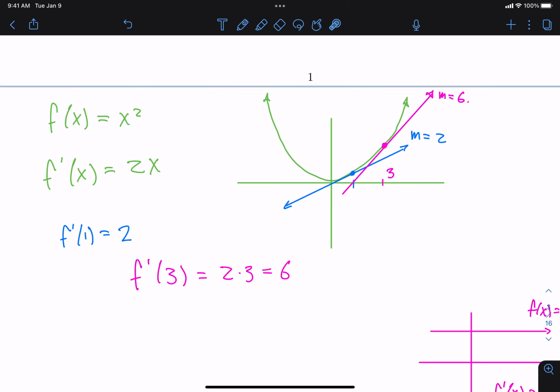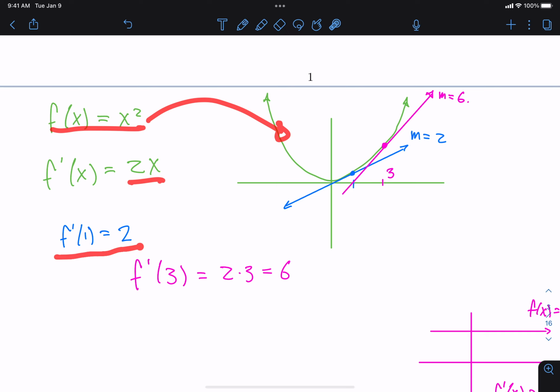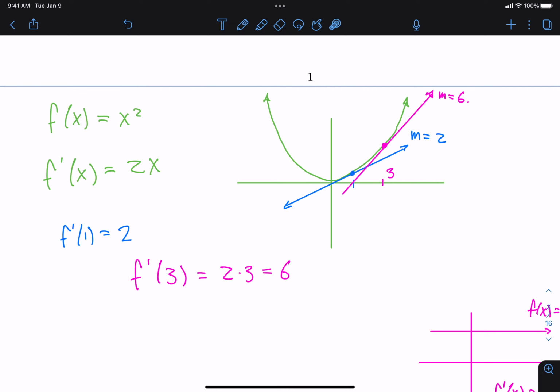So for f of x equals x squared, whose graph is shown in green, its derivative is 2x. So if I plug in f prime of 1, that's going to tell me the slope of the tangent line to the function f of x equals x squared when x is equal to 1. In other words, it's the slope of this blue line. So this tells us basically how the function is rising or falling at a given point and how steeply. So that's the whole point of the derivative.